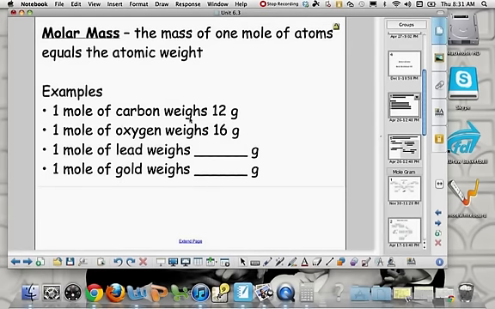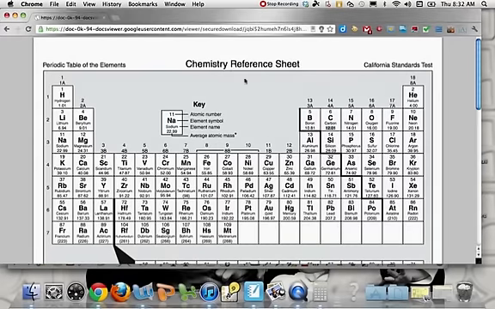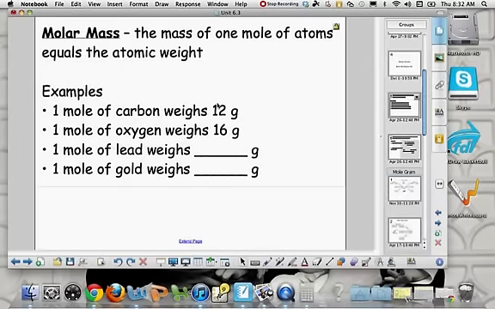When I look at a mole of oxygen, it says it equals 16 grams. The reason why 1 mole of oxygen is equal to 16 grams is that the formula weight, or the atomic mass, I should say, of oxygen is equal to 16. So oxygen has a mass of 16 AMU. A mole of oxygen is going to have a mass of 16 grams. So that being said, the question is, what does 1 mole of lead weigh?